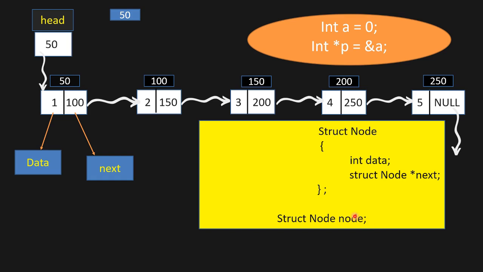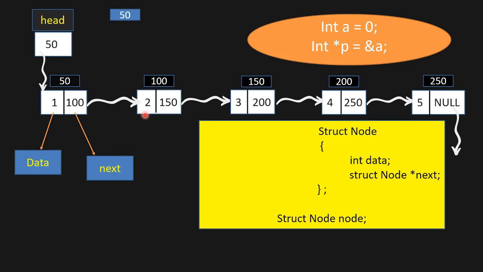Now let's move forward. After declaring the data type struct node, I am going to declare a node. Struct node is the data type and node is the name of the variable. As soon as you declare a node, you get this block. This node will have two parts: the first is for data and the next is a pointer to store the address of the next node. This is how you make a link inside a linked list.